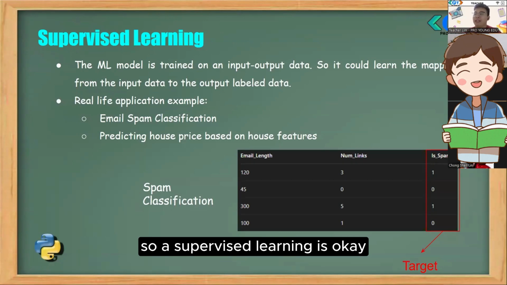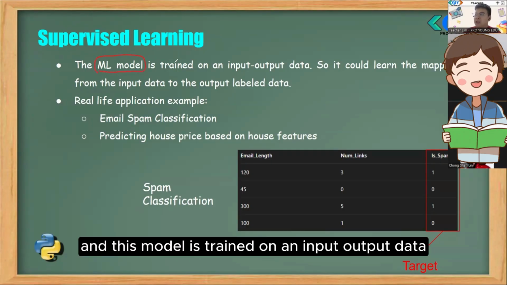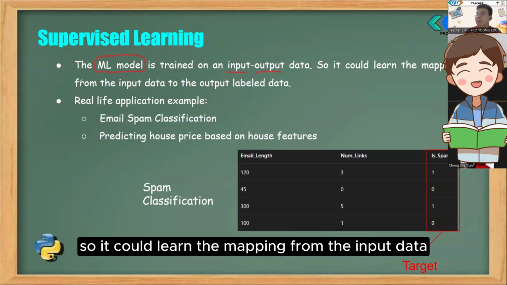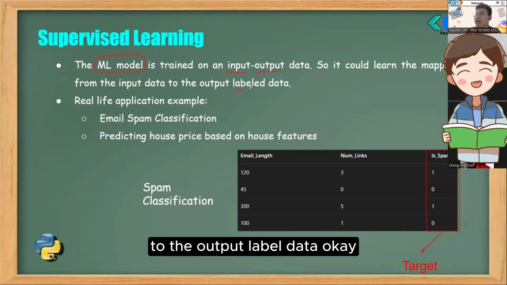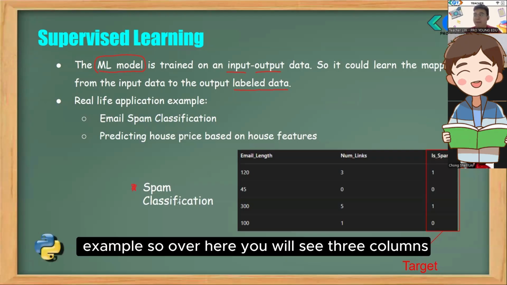So supervised learning is, okay, we are training an ML or AI model, and this model is trained on input-output data. So in, out. So it could learn the mapping from the input data to the output label data. Okay, for example, we talk about this spam classification example.